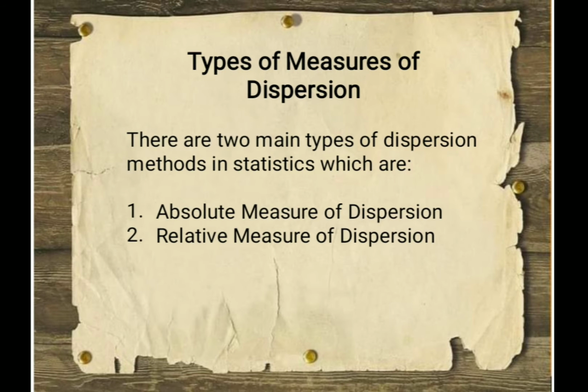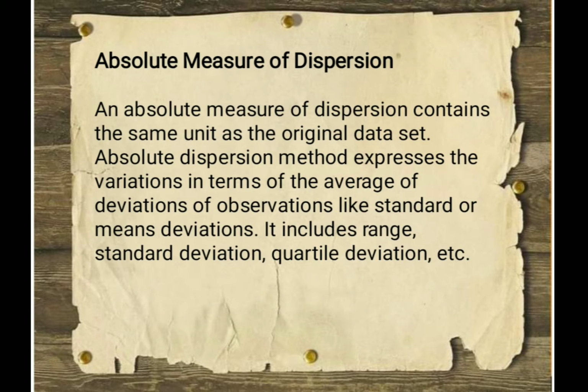Types of measures of dispersion. There are two main types of dispersion methods in statistics, which are: 1. Absolute measure of dispersion. 2. Relative measure of dispersion. Absolute measure of dispersion contains the same unit as the original data set.